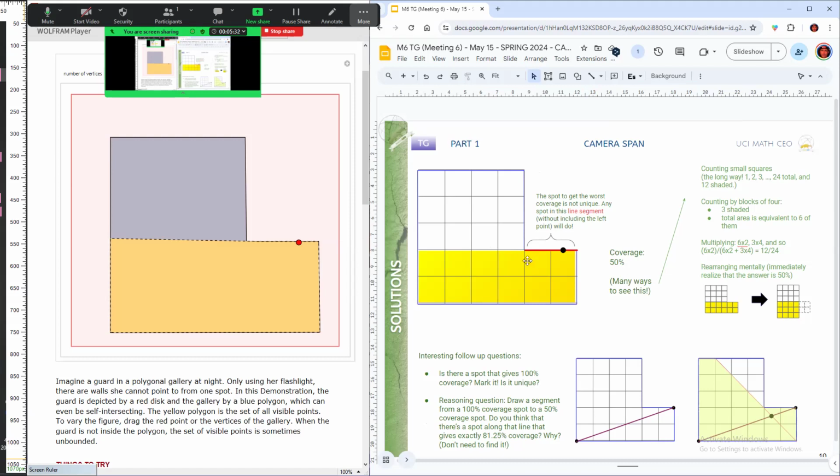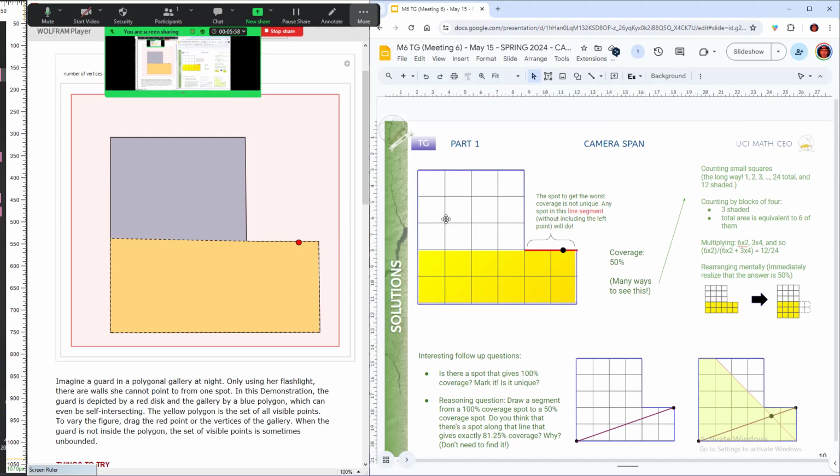There's many ways to see this. One way is just counting the number of shaded mini squares. So you'll get 12 out of 24. You can also count by blocks of 4. So 1, 2, and 3 blocks of 4 out of 1, 2, 3, 4, 5, and then this 4 on top would make a 6th one. So that's 3 out of 6.